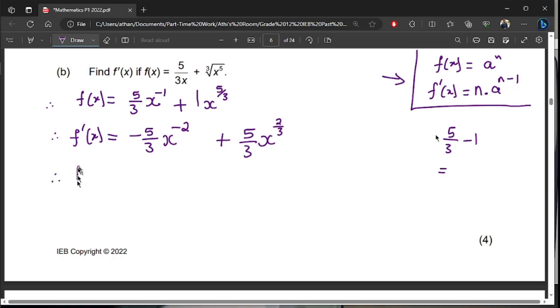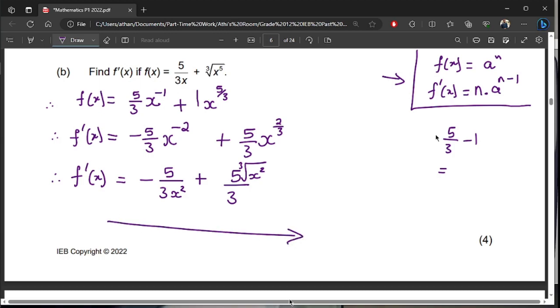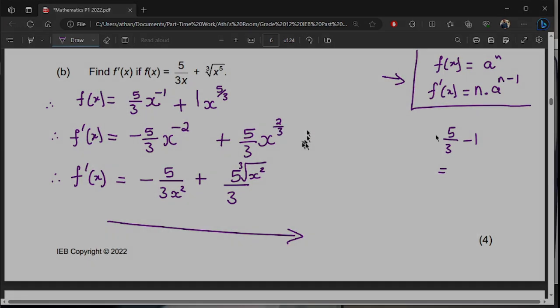Please don't leave your answer here. Remember to write it with positive exponents. So this is 5 over 3. Since x has an exponent of -2, from the laws of exponents, that goes to become a denominator with a positive exponent, plus we still have 5 over 3 there. And then this one is going to be x to the power of 2 at the top, with a cube root there. Now this is fully derived. That is the derivative of f of x.